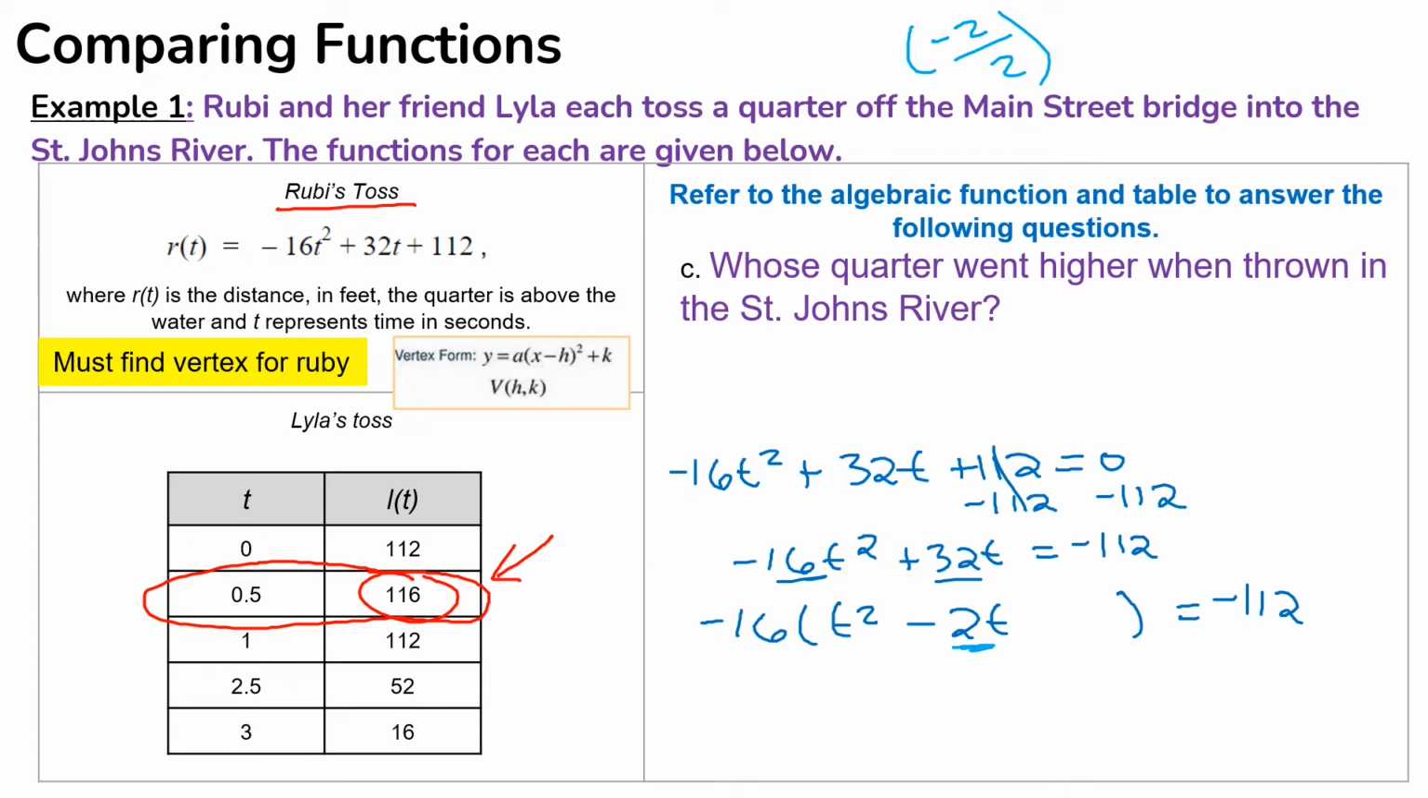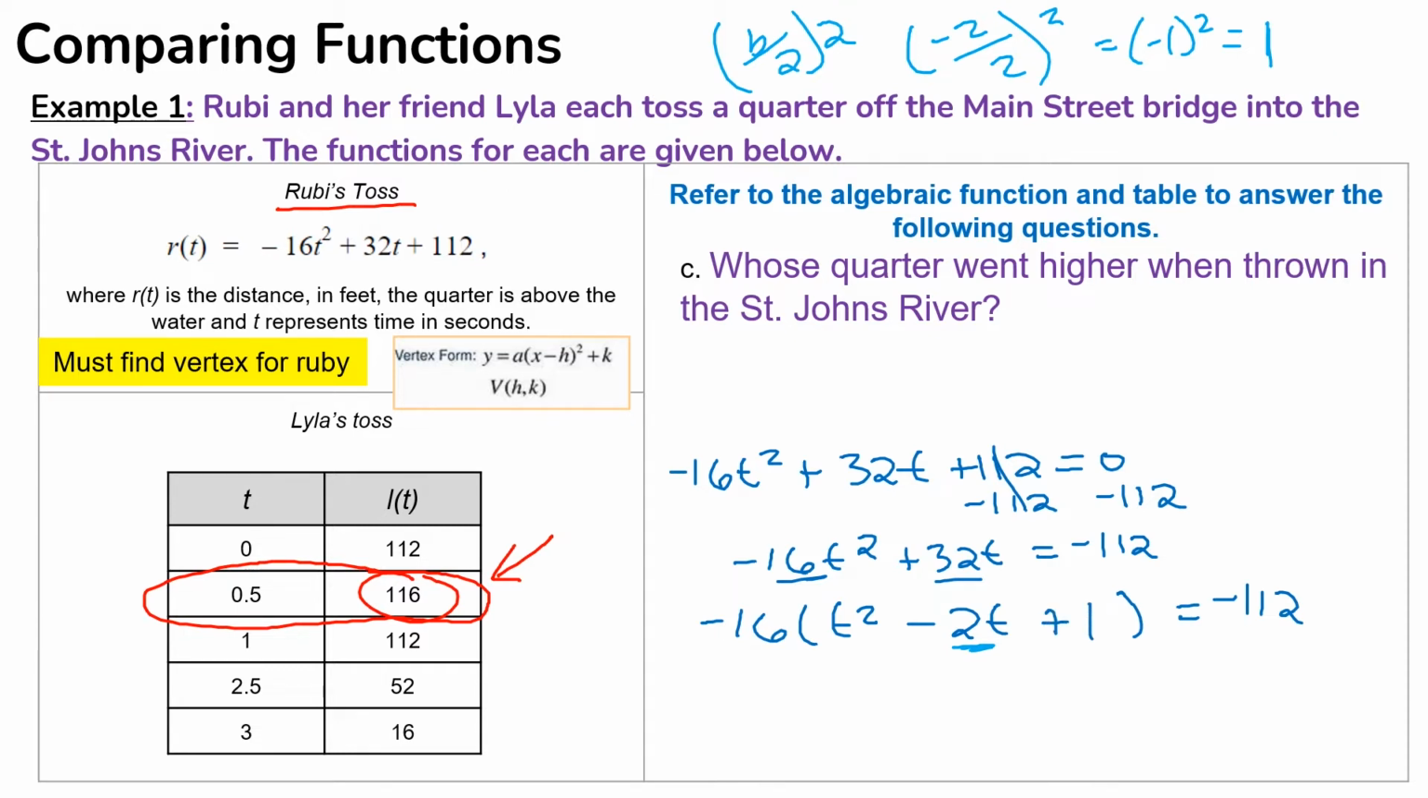So negative 2 divided by 2 is negative 1, and I'm going to raise that to the second power, and I get 1. So I'm using this formula, b over 2 squared. So completing the square, half of 2, and taking the result and raising it to the second power. So I'm adding 1 right here.